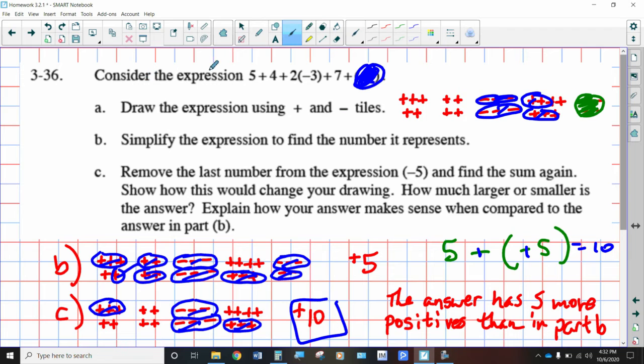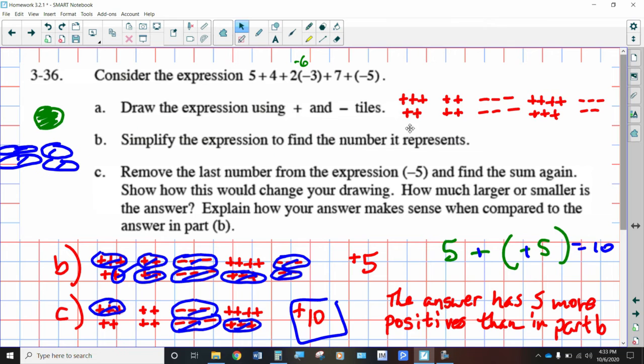All right, consider this expression. 5 plus 4 plus 2 times -3 plus 7 plus -5. Draw this using algebra tiles. All right, so here's the 5 right there. There's the 4. Here are 2 groups of -3, so you get -6 there, right? And then here are 7, and then you've got the -5. Let's not cross those out yet. In fact, let's go ahead and get rid of all those. So that would be the expression.